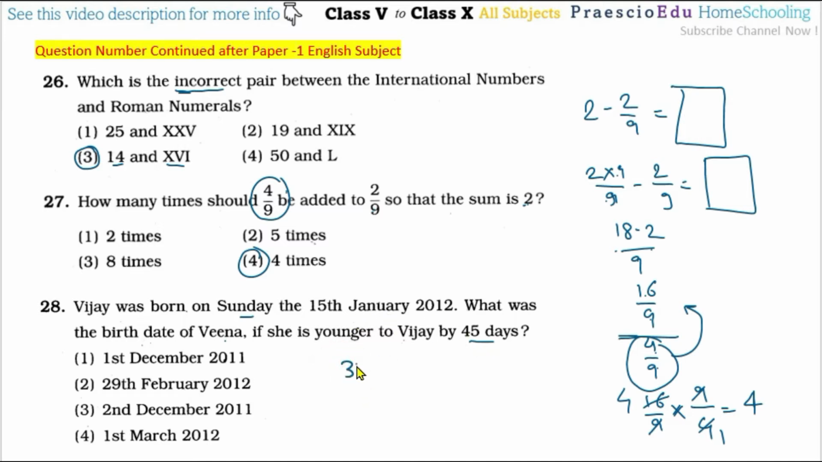Now 31 days of January minus this 15, so there are 16 days remaining. Then this is 2012, which means this is a leap year, so in the month of February there will be a 29th day. If you add this up, we are getting the 45 days from this 15th January 2012. After adding the 45 days, the 29th February comes, because here we are considering 29 complete days. So the 29th February is the birthday of Veena. This is given in option number 2.